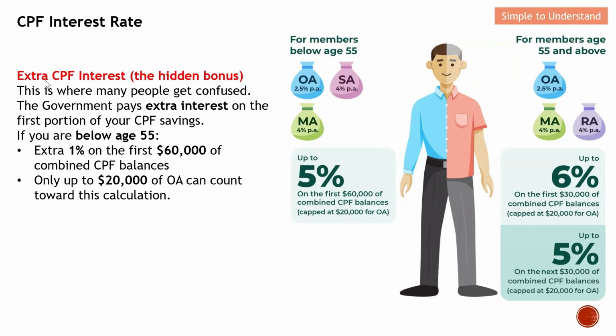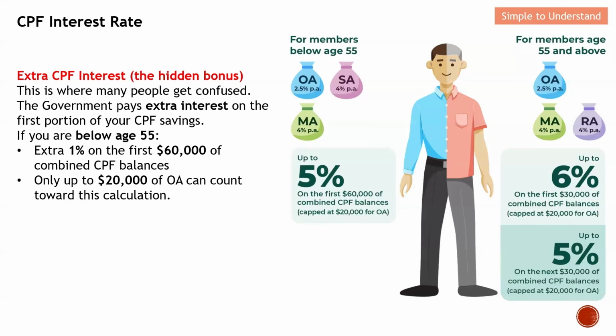Now, let me explain the extra CPF interest. In fact, many of us get confused about this additional CPF interest. Let's just focus on members who are below age 55. If you are below age 55, you will be able to earn an extra 1% on the first 60K of your combined CPF balance. However, with a condition: only up to 20K of OA can count towards this calculation.